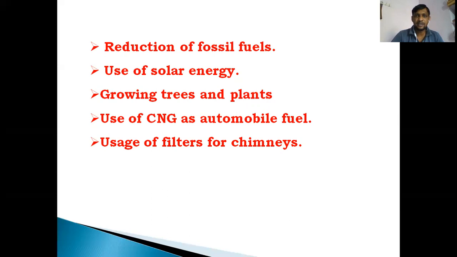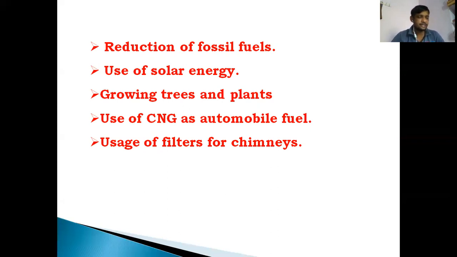Use of CNG as automobile fuel. CNG means compressed natural gas. It is the purest, pollution-free gas. Nowadays, in cities or in Karimnagar, we are seeing green colored autos. In those autos, they use only CNG gas, not petrol or diesel. And use of air filters for the chimneys. That means in factories, some chimneys are present. There, if we use air filters, we can automatically reduce air pollution.